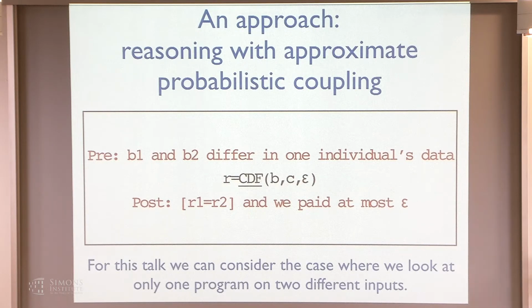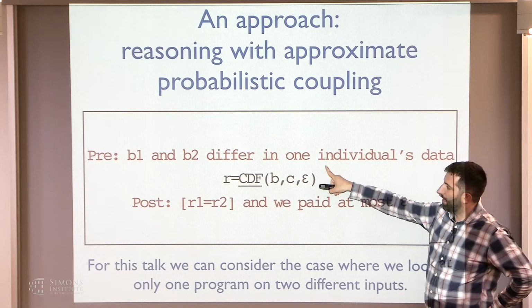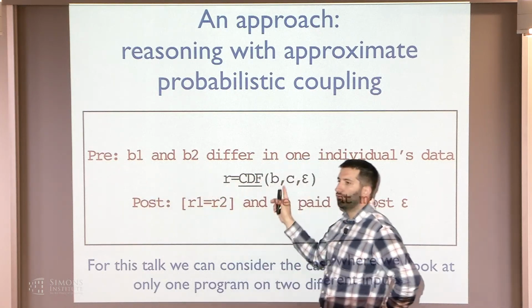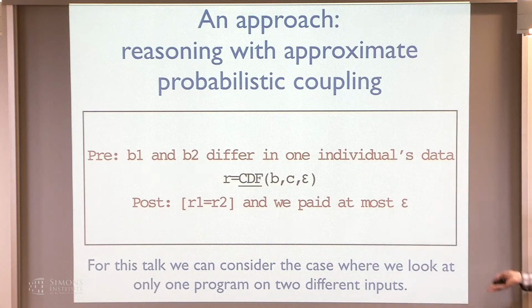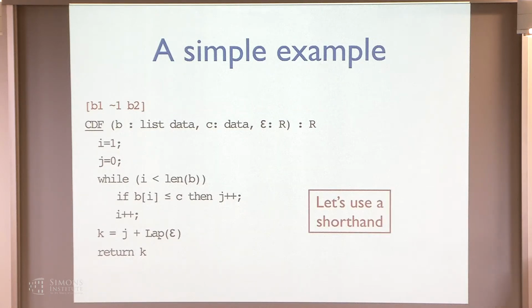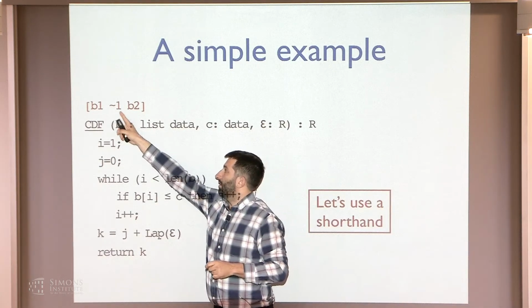Okay, to simplify, I will just consider one program, but I will use these indices 1 and 2 to talk about the two possible runs, database 1 and database 2 and so on. So, how do we verify our example? Our precondition now is that B1 and B2 differ in one individual's data. Just as a shorthand, I will write B1 squiggle 1 B2.